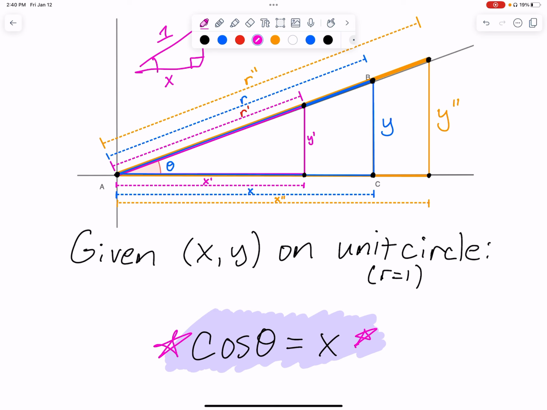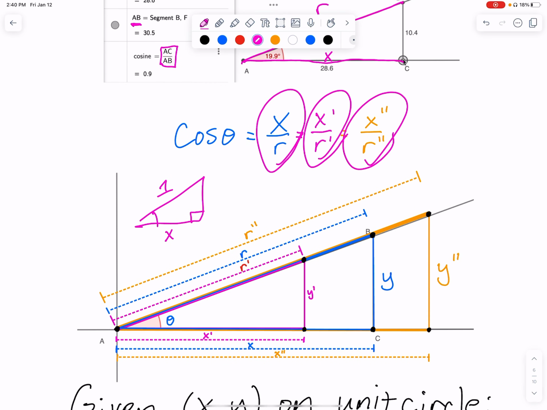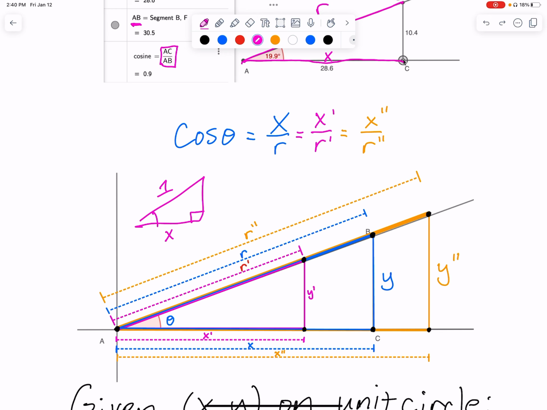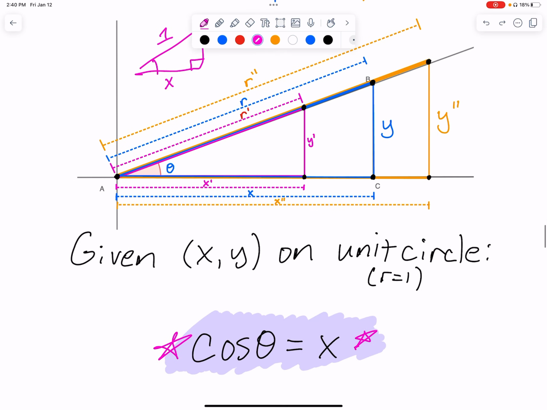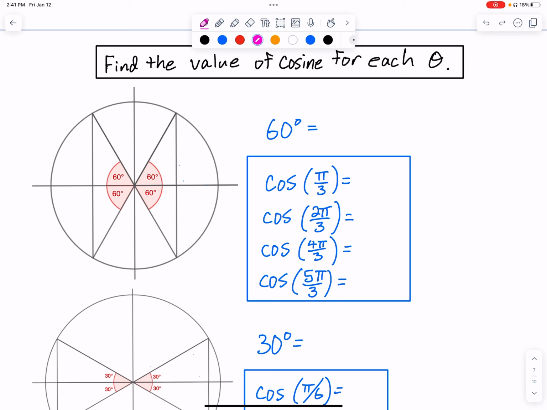Now, cosine isn't x always. It's only x when r equals 1. If r was not 1, like the triangles I have above, it's x over r, right? Not 1. The reason it's 1 is because we let it be 1, because when it's 1, we get this pretty relationship down here. All right, so let's look at our special angles that we've discussed in the previous videos and find the cosine. Okay, 60 degrees is pi over 3.